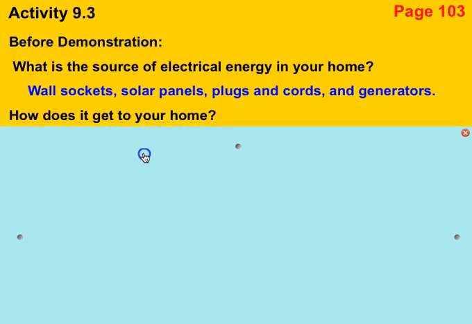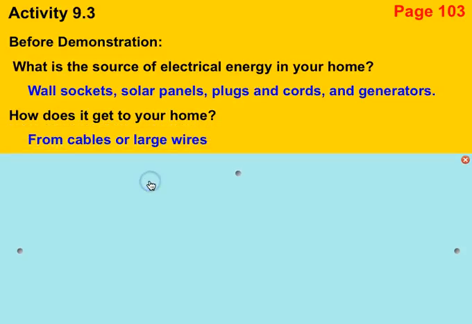So how does this electricity get to your home? If you said from cables or large wires, you're correct. Now, in the old days when I was young, almost all electricity was transported via large cables, wires, transmission lines, electrical lines. There's lots of different names for it. But nowadays, a lot of these are actually buried. And one of the good things about that is we tend not to lose as much electricity during the winter.